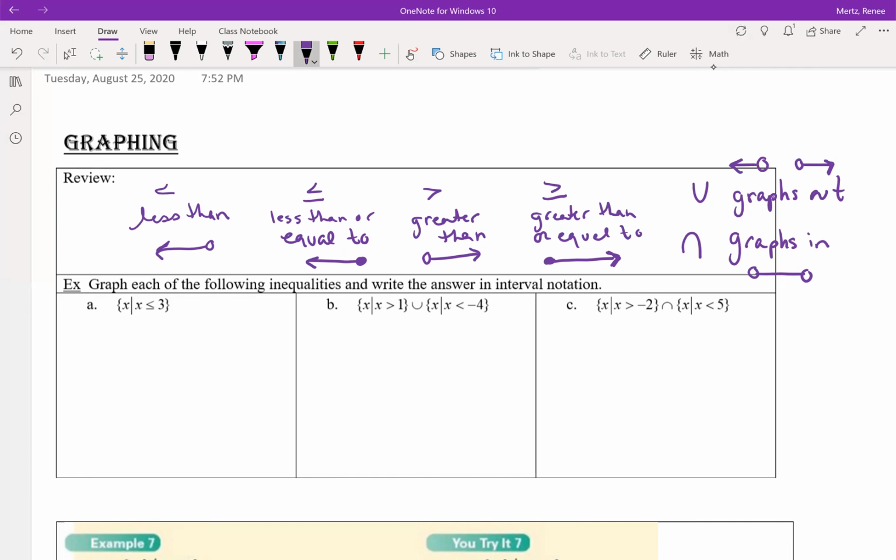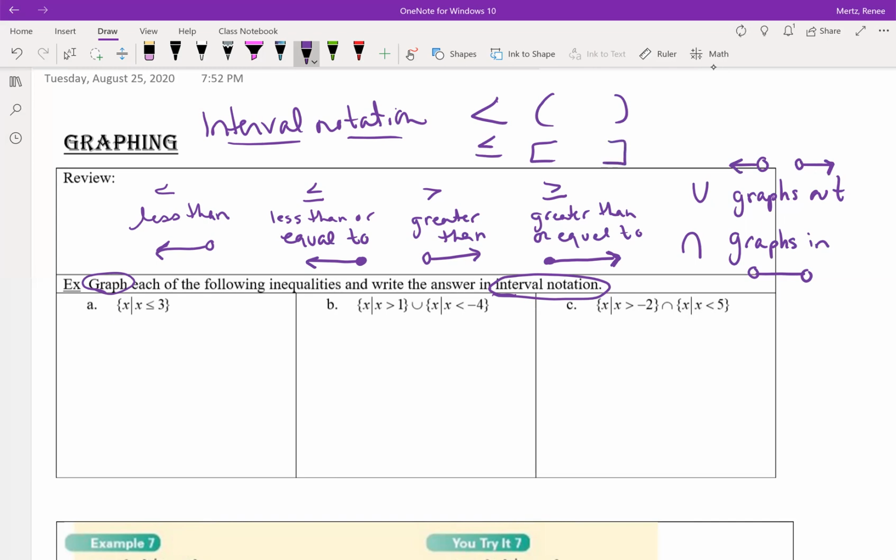So we're going to do two things for each of these. We're going to graph them, and then write the answers in interval notation. So remember, just a refresher, interval notation. If it was a less than, we use parentheses. If it was a less than or equal to, we use brackets. When it goes forever, we use infinity. We never touch infinity, so infinity always gets a parenthesis. So I like to look at the picture and then I like to do the interval notation.